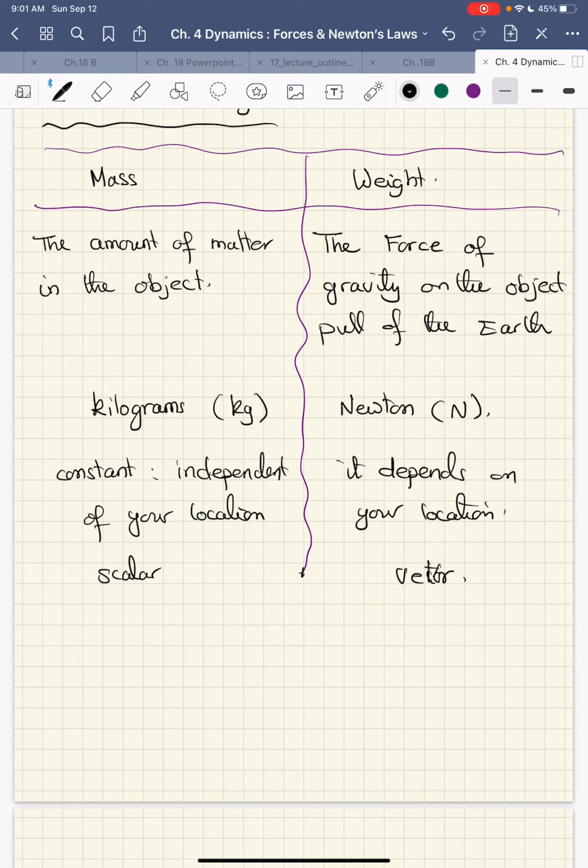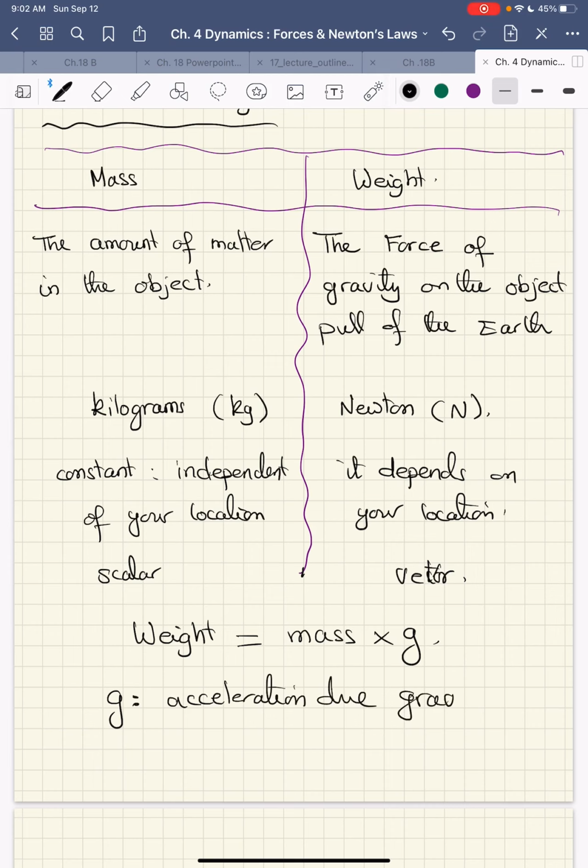Finally, I want to tell you that weight equals mass times g, and g, something that is really very important, is not gravity, it is acceleration due to gravity. This is really very important for us to understand, these differences between weight and mass, because we are going to deal with them today.